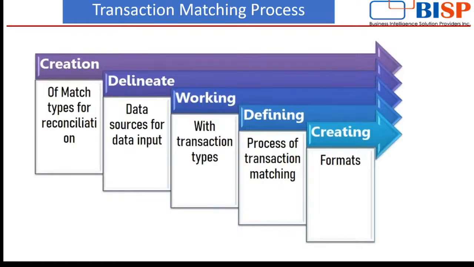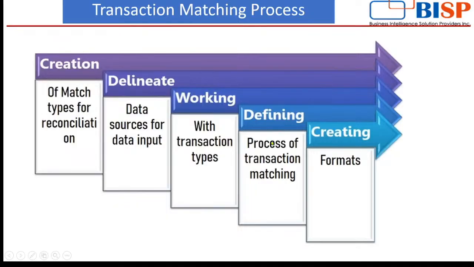After creating a mesh type, you will go to delineate. Under this, you specify from where your data is matching, from where the data will come. It might be a bank statement, might be your sales report, any. After this, working with transaction matching type. Under this, you classify the transaction which is to be matched. So you identify sales as one type and deposit as another type. This is an example.